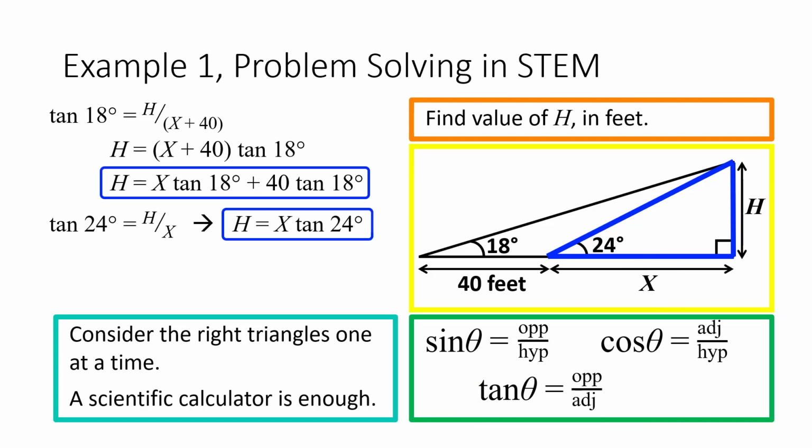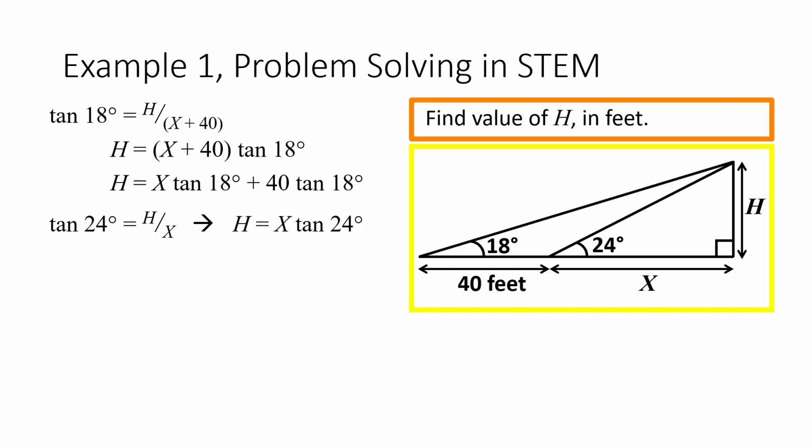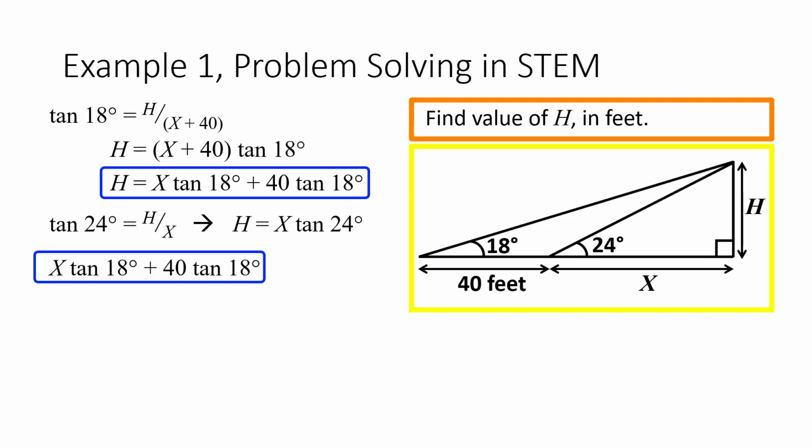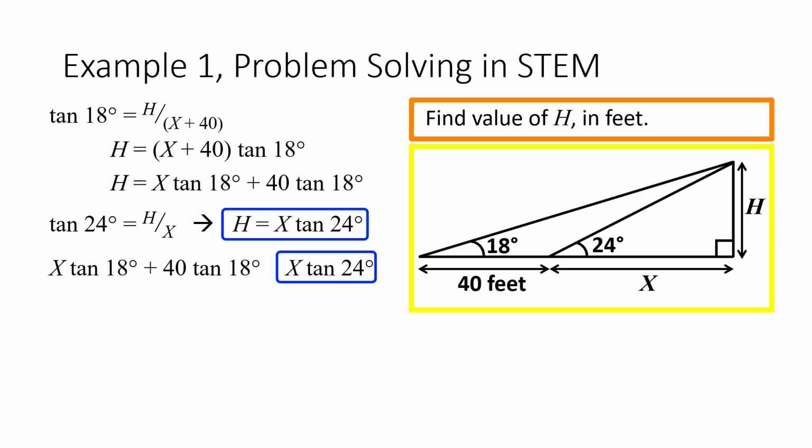Now we have two equations in the two variables x and h. To solve these equations, we're going to need a bit of workspace. Since h equals x tangent 18 degrees plus 40 tangent 18 degrees, and h also equals x tangent 24 degrees, those two quantities must be equal to each other.